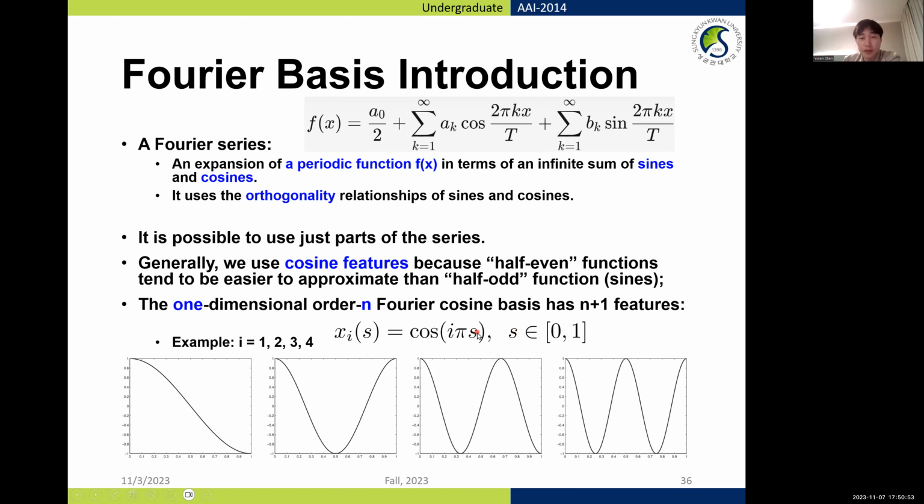Then if we put in different i, 1, 2, 3, 4, we get four cosine graphs with different frequencies. If you put in 1, 2, 3, 4, it adjusts the frequency of these cosine graphs. So now we get these four features.